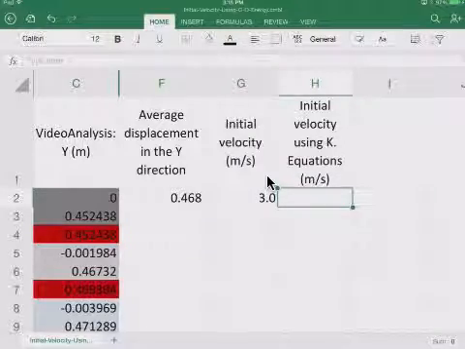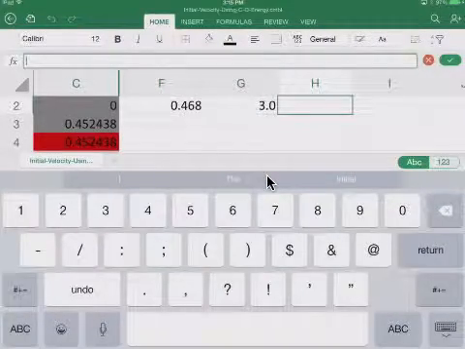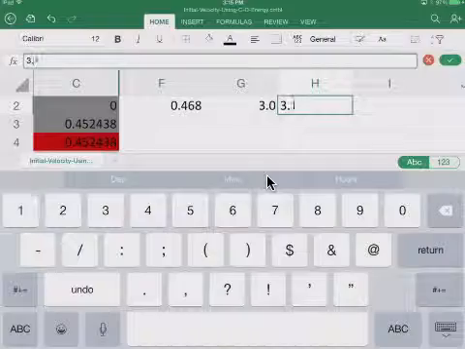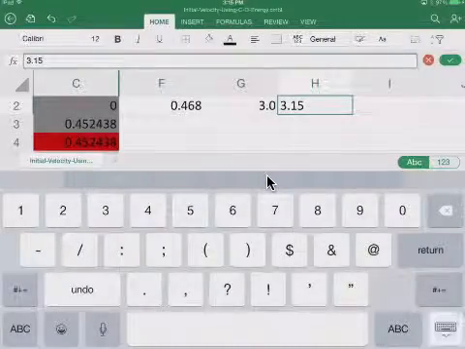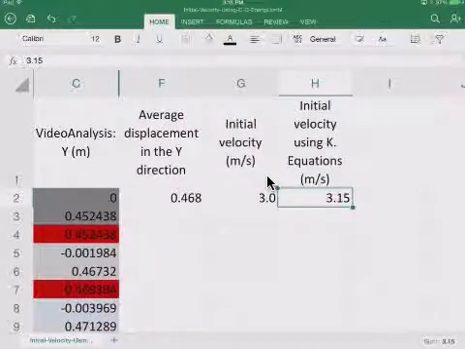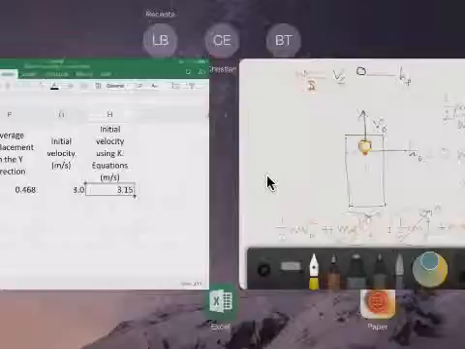So we found this to be 3.15. Okay, so you see that we were pretty close, but now we want to actually compare these two velocities.